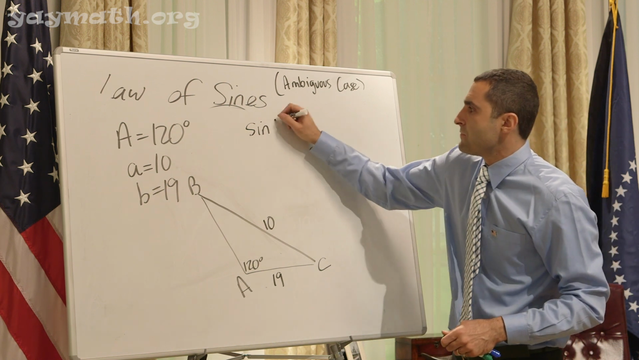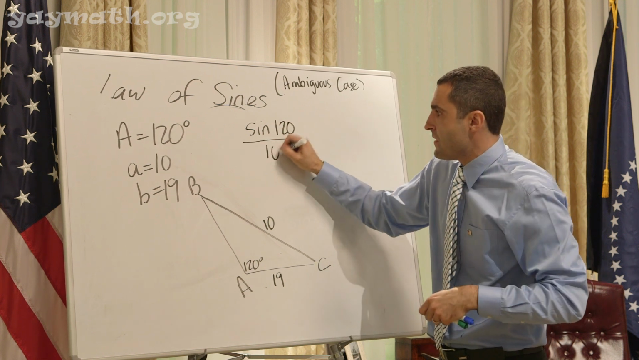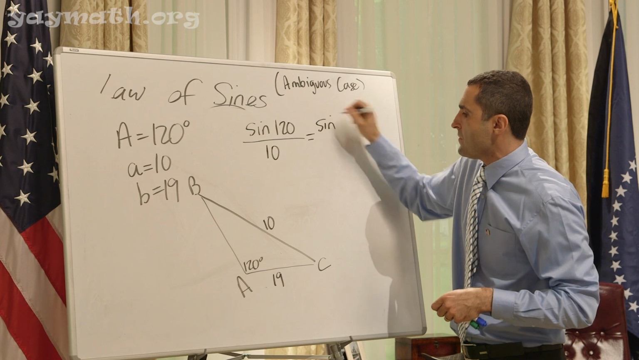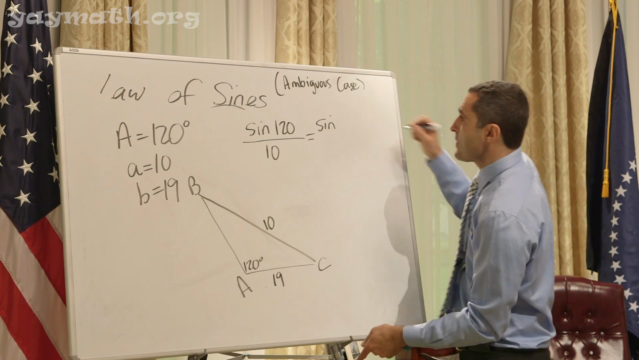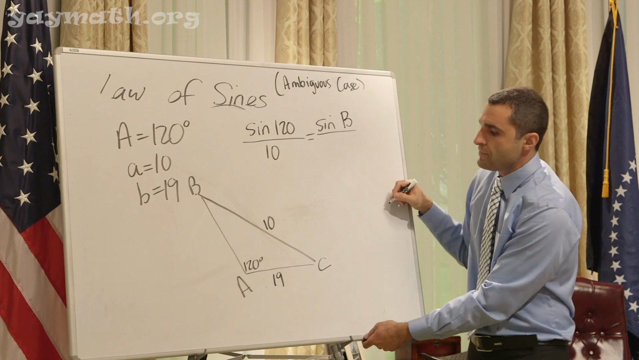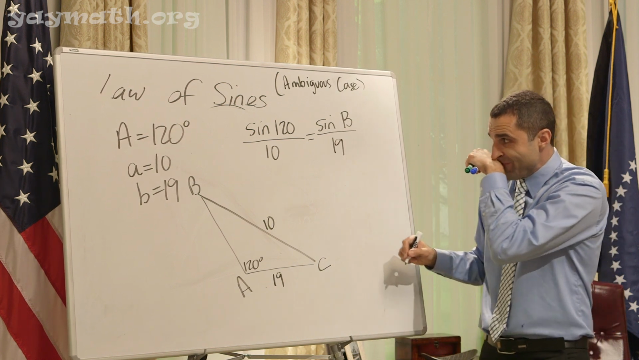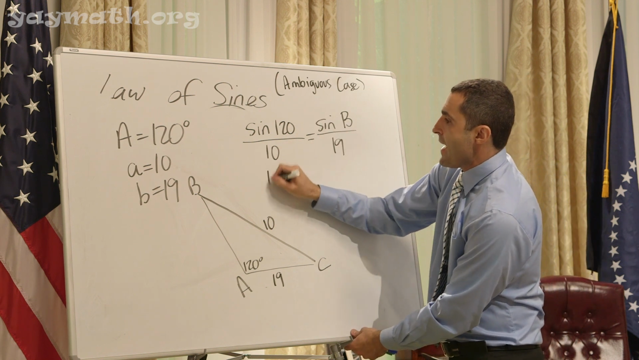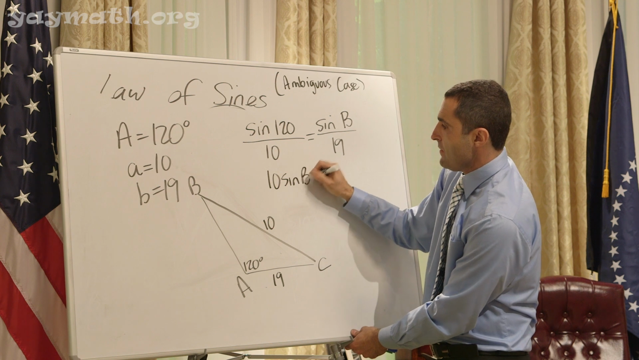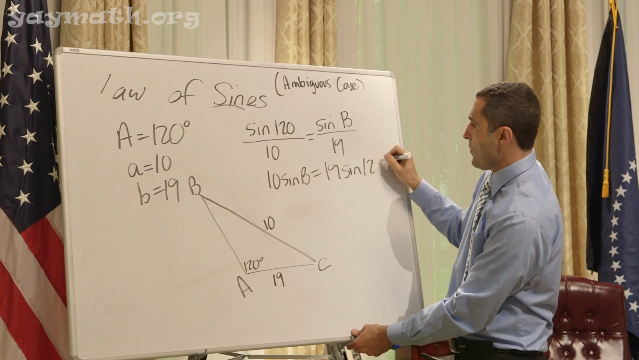120 over 10. 10 equals sine of what angle? B. We have to use B because it's the side. B over side 19. Cross multiply. So we get 10 sine B equals 19 sine 120.